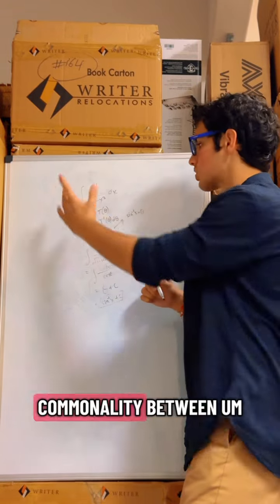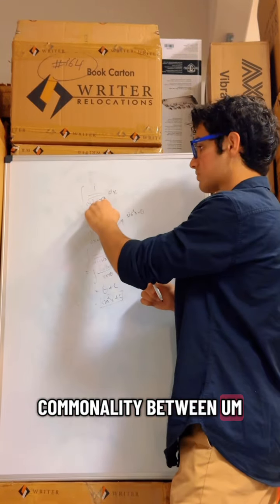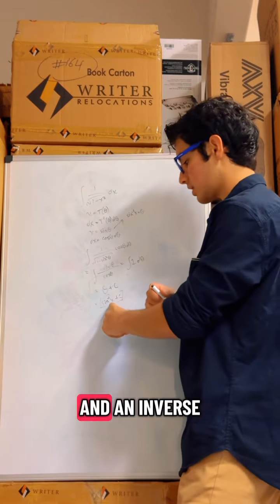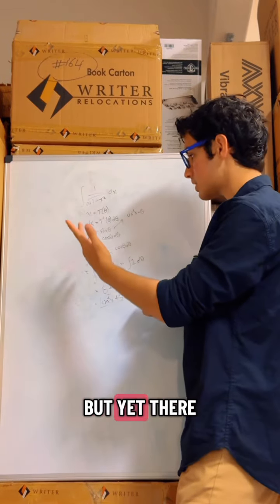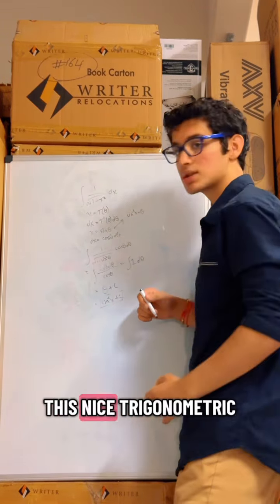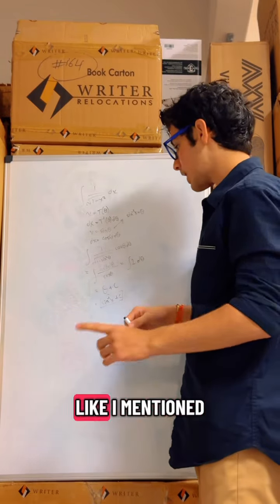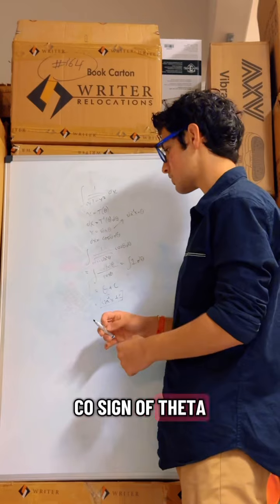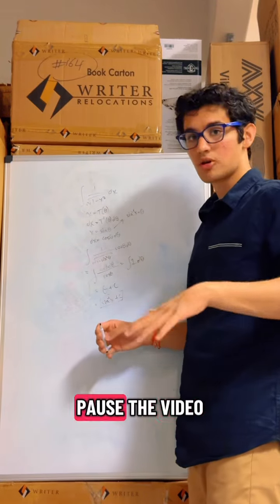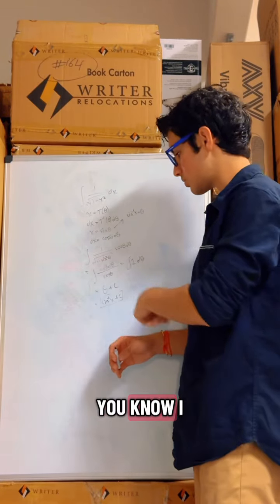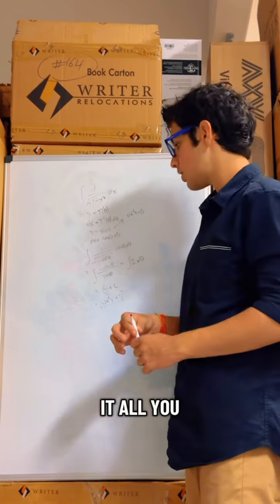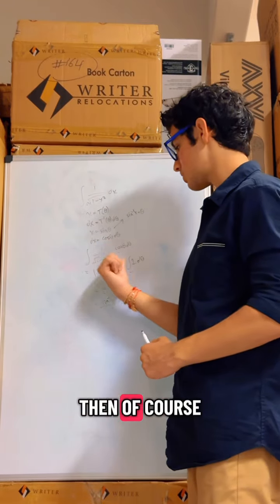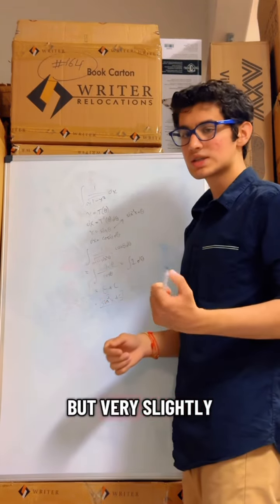There seems to be no commonality between a rational function here and an inverse trigonometric function, but yet there it is with this nice trigonometric substitution. Like I mentioned earlier, you don't have to use x equals sine of theta. You can also do x equals cosine of theta. I encourage you to pause the video, follow the same procedure. I just walked through it here, so just do it. All you have to change is x and dx. Then of course this work will also change, but very slightly so.